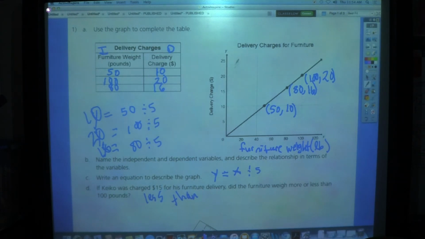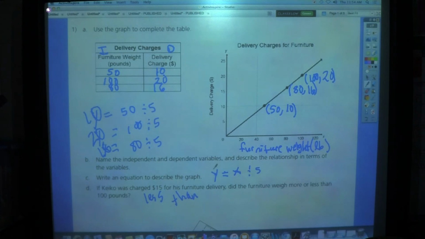Now, what I think I'm going to say for my math practice is I use this model to help me. I made a model here with my table. I filled in the information I needed to, and then I filled in my coordinates here, and I used the model to help me figure out my formula, and I used it to help me figure out if $15 charged for a furniture delivery, whether or not the weight would be less than or greater than 100 pounds.